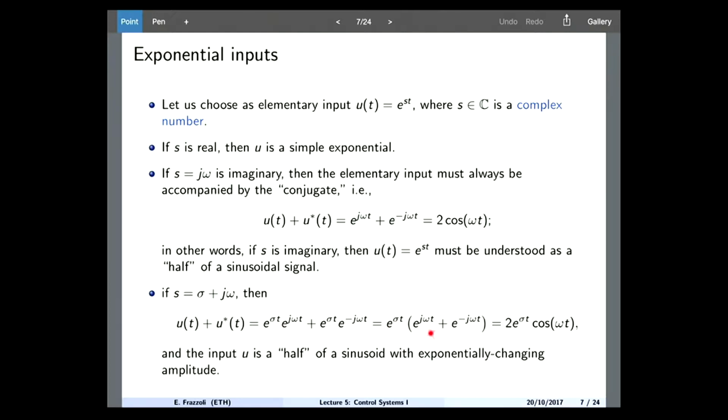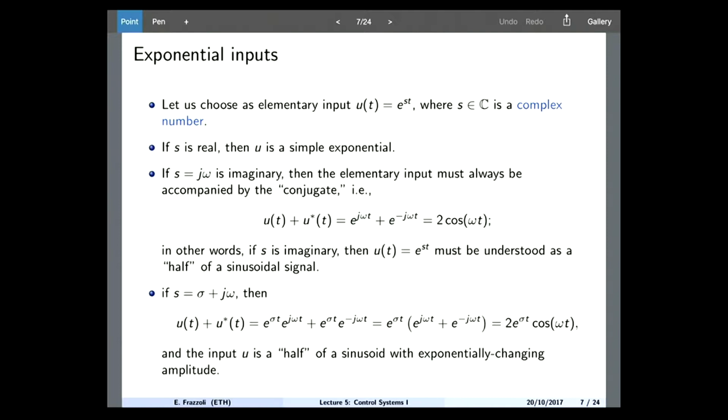What remains in parentheses is the sum of these two exponentials with imaginary exponent, okay? And again, this stuff in parentheses is 2 times cosine of omega t, okay? So when I choose s to be a general complex number, then I can think of this input as 1/2 of a sinusoid with an exponentially varying magnitude, okay, amplitude.